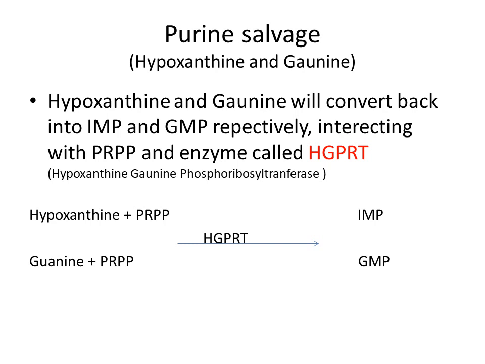Hypoxanthine and guanine will convert back into IMP and GMP respectively, interacting with PRPP and an enzyme called HGPRT. HGPRT stands for hypoxanthine guanine phosphoribosyltransferase. Here you can see the reaction: hypoxanthine and guanine interact with PRPP and convert into IMP and GMP with the enzyme HGPRT.